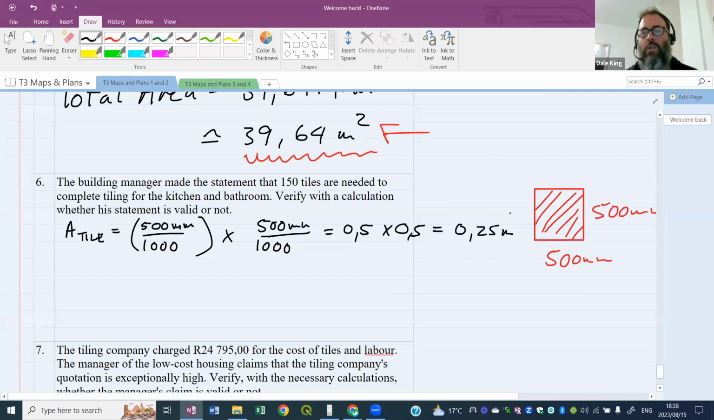Are you all with us? You all see what we're doing here? We are working out the area of the tile. Yes, good. We're working out the area of the tile, and we see that the tile's area is 0.25 meters squared.